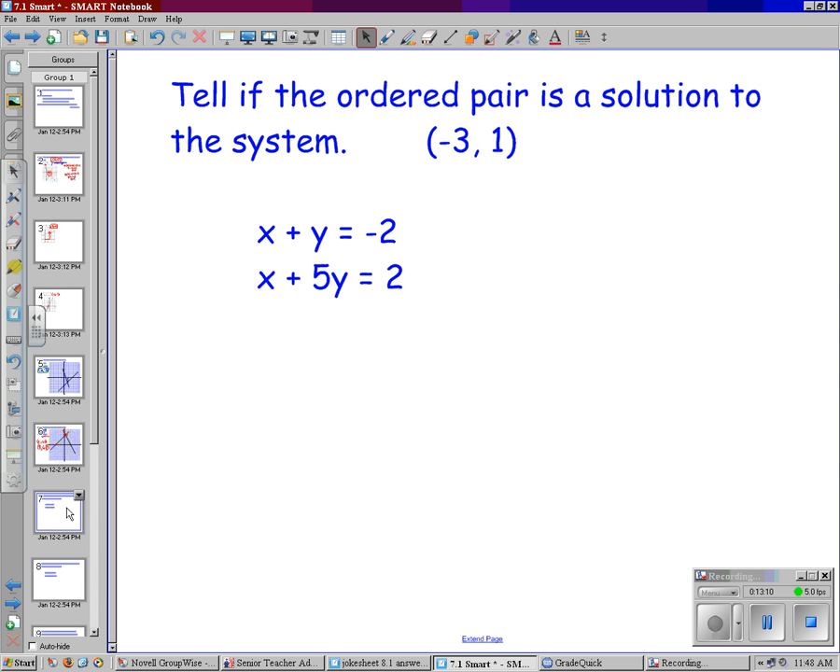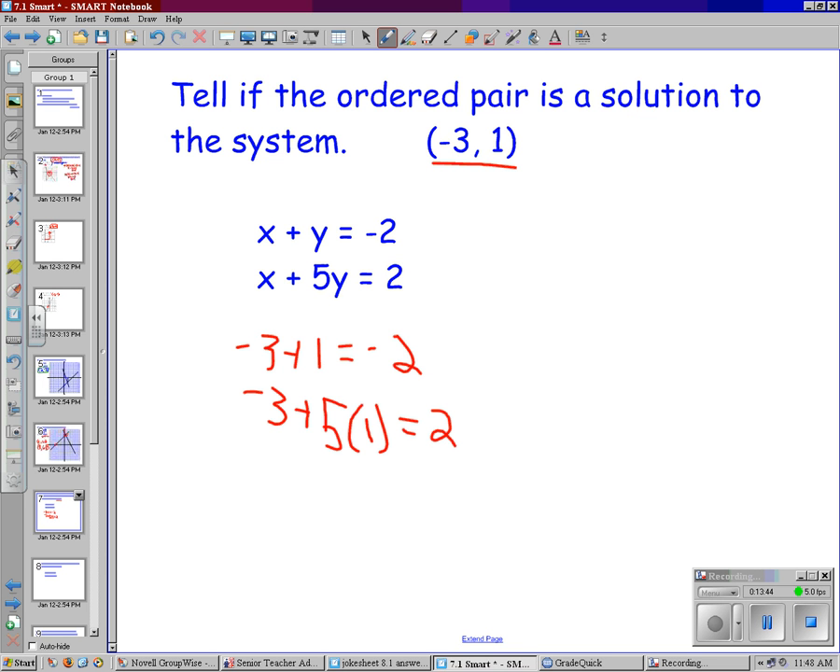Fabulous. And let's talk about this a little bit. We want to know if the ordered pair is a solution of the system or not. This is the ordered pair that we're looking at. How do you determine if that is a solution to the system? Chris? Plug it in. That's right. Plug them in for x and y, right? So substitute in negative 3 plus 1 equals negative 2. And negative 3 plus 5 times 1 equals positive 2.